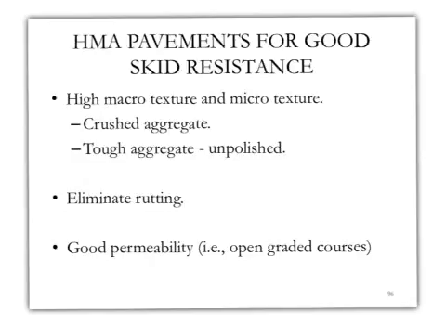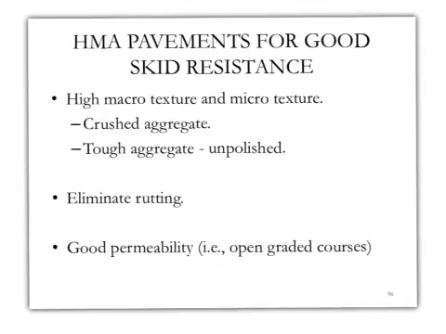So again, as a little revision here, how to maintain high macro texture and micro texture from the pavement engineer perspective. First of all, we need to have a good crushed aggregate. At the same time, we need to have a tough aggregate, which is unpolished. This is also from the pavement perspective. Also, having in mind that we need to eliminate rutting. This also improves the skid resistance, as well as thinking all the time of having a good permeability.